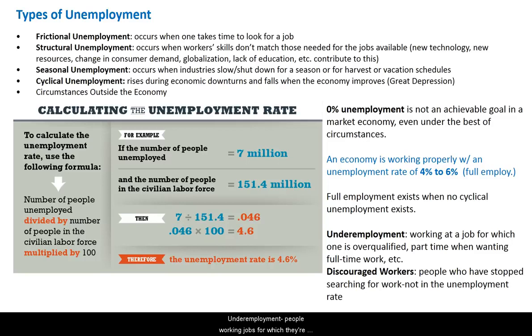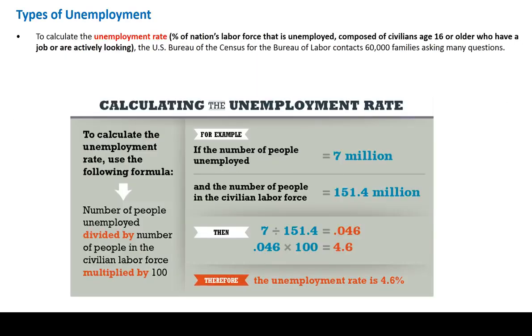So underemployment, people working jobs which are overqualified, or they're working part-time but they really want to work full-time but they can't seem to get full-time work. And then we have discouraged workers, people that have given up looking. Those would not be included in the unemployment rate. So if those people started looking for work all of a sudden because they are encouraged, you might see a spike in the unemployment rate for a time before it levels back off once they find work.